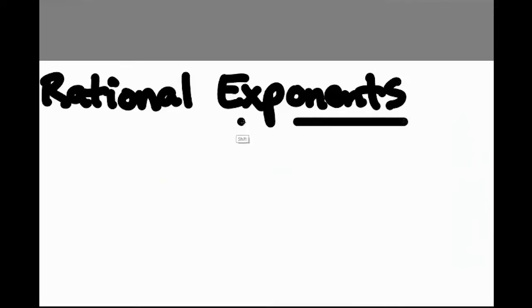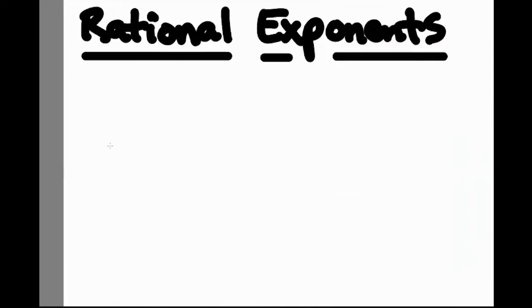So we're going to go over rational exponents. Rational means ratio, so it's just a fraction essentially. An exponent that's a fraction. And to explain this concept, the first thing I want to talk about is just a really basic example.